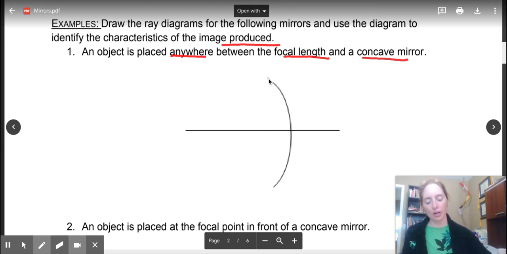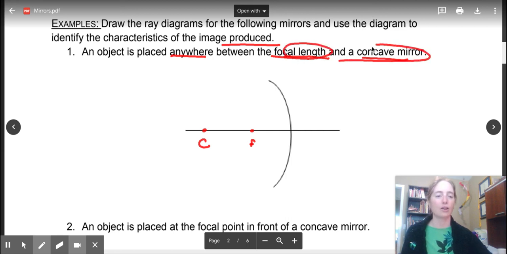Okay, so a concave mirror, that means this side here is going to be the reflective side of that mirror. At this point, we don't need to worry about exactly where the center of curvature and the focal point are, other than they have to be half. I'm going to make that point C my center of curvature, and halfway in between the center of curvature and that mirror, I am going to draw my focal point. And that object is going to be placed anywhere between the focal length and a concave mirror.